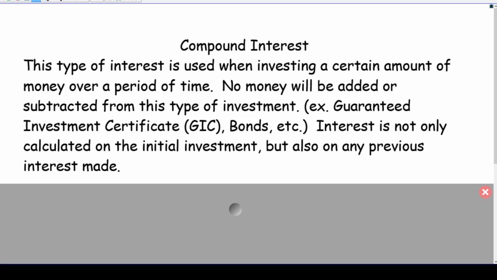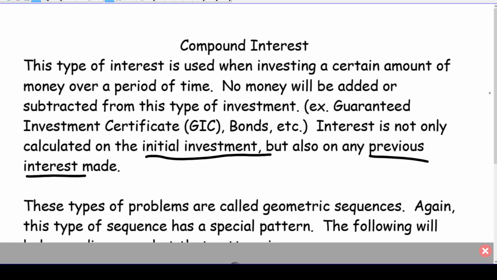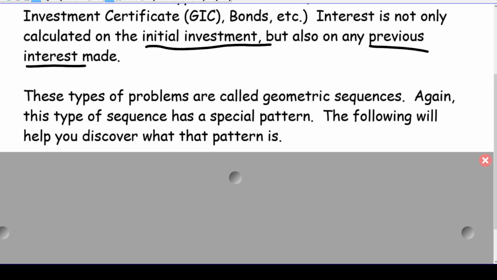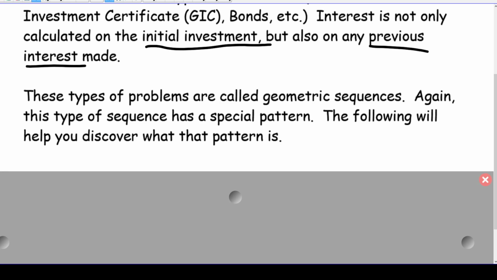So interest in compound interest is gained not only on the initial investment, but also on the interest that you're making previously. And that's what makes compound interest different from simple interest. These follow a geometric sequence. You've already studied this in the sequences and series unit, and that's the type of pattern that they're going to be following. So that comes back a little bit in this unit as well.